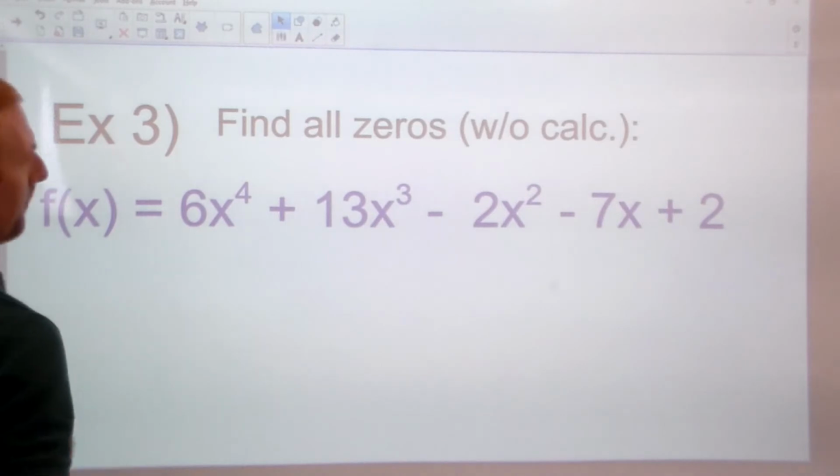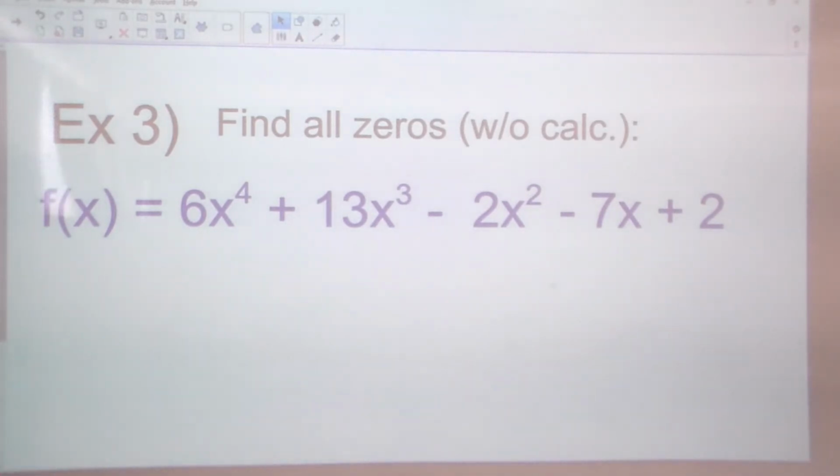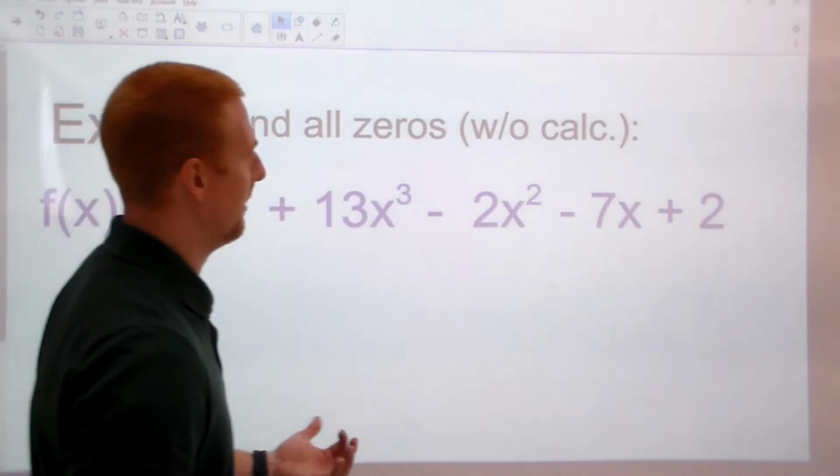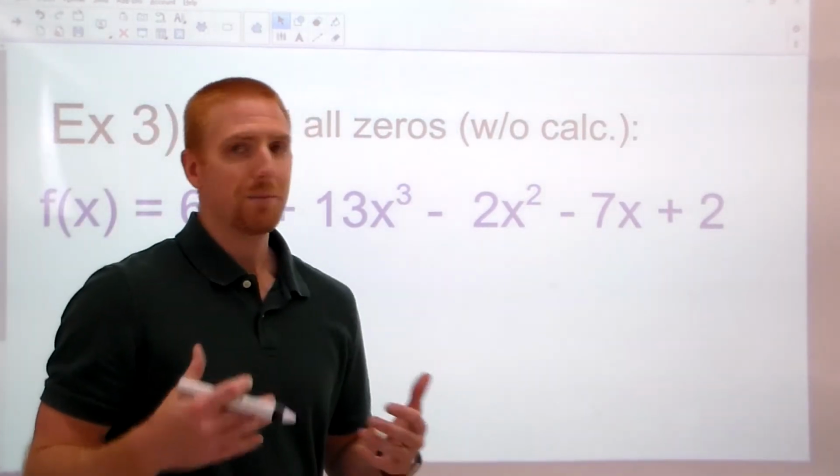So where I would recommend we begin is our rational zero test. Let's take a look at what the possible zeros are, at least the ones that are rational numbers, and then we'll try to narrow down that list. Ultimately, there's going to be a lot of guess and checking going on here. This may take a while.